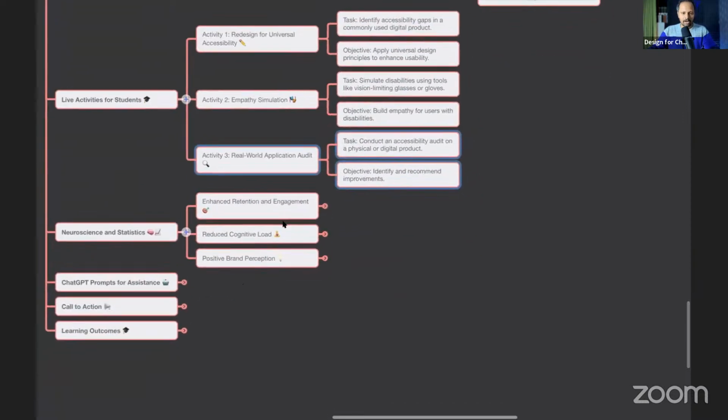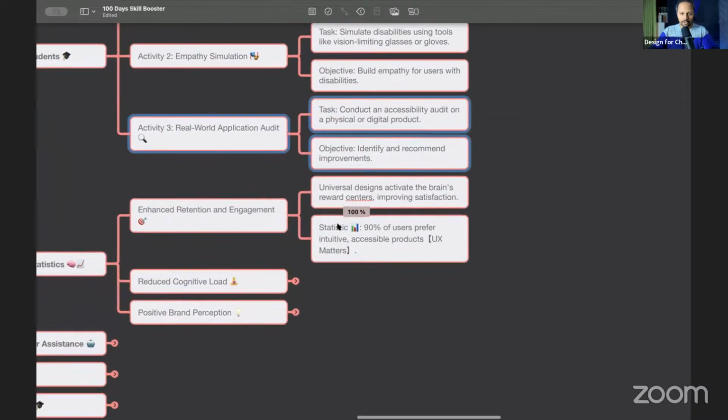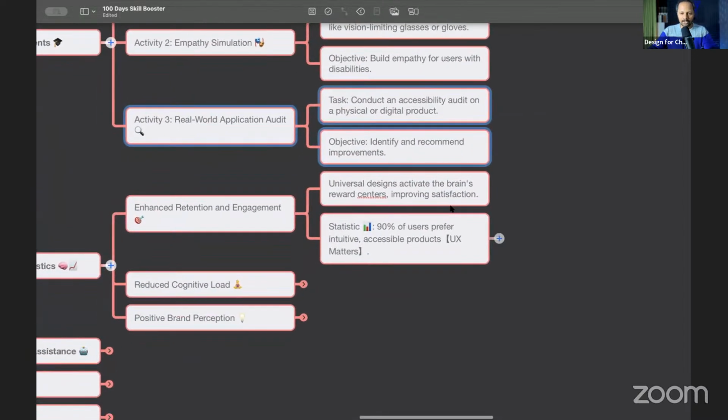Okay. Let's conclude this session by saying how it is going to engage the user. Universal design activates the brain reward center, improving satisfaction. 90% of users prefer intuitive, accessible products. I told you.